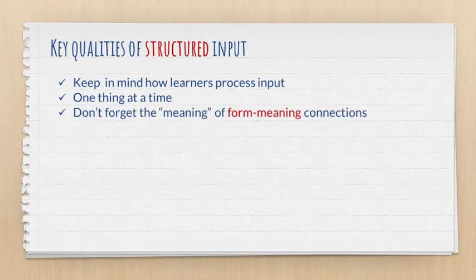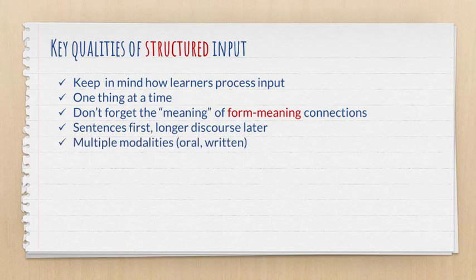The third one is don't forget the meaning of form-meaning connections. Structured input tends to focus on grammar, yes, on form. We want them to process the form, but it has to be in a meaningful way because we want them to make form-meaning connections, not just form-form connections. The fourth one is sentences first, longer discourse later. Our brain can only do so much at a time, so we need to go slowly, little by little.